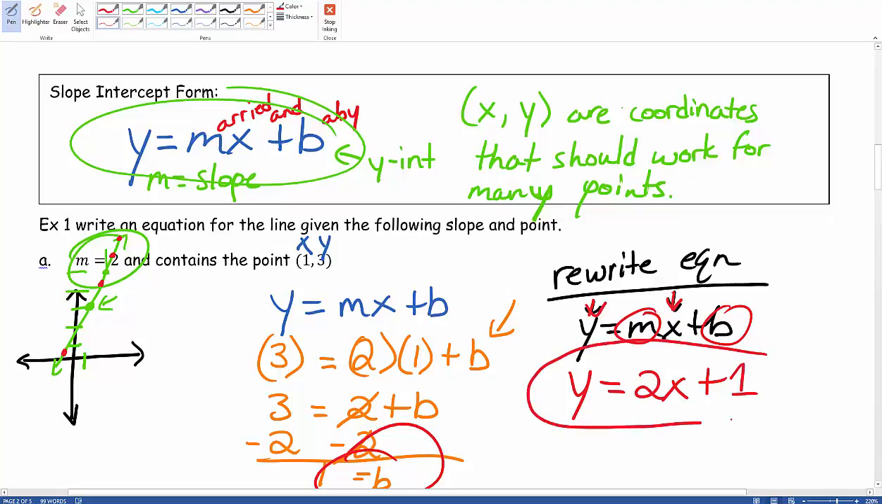So again, this is our equation of the line that contains this point and has a slope of 2. And as you can see, it would work for many different points. Again, though, that is our example 1A from our 2.4 number 1 set of notes.